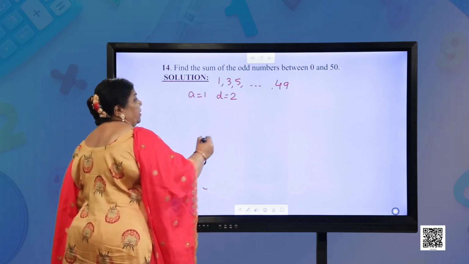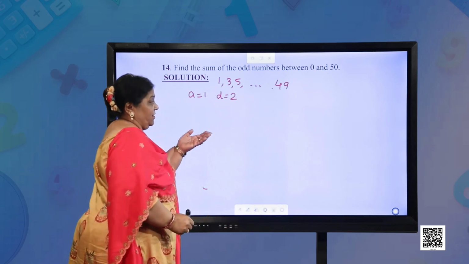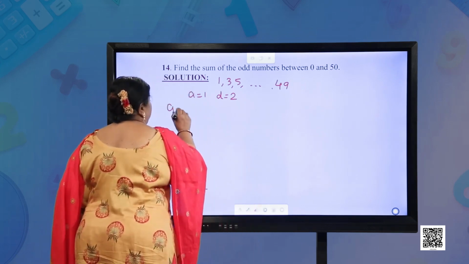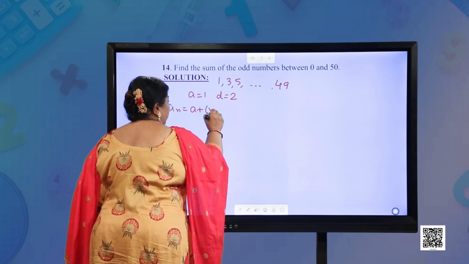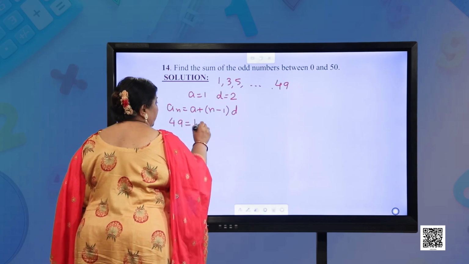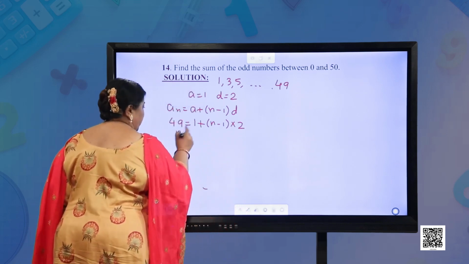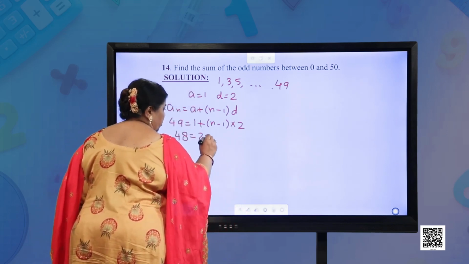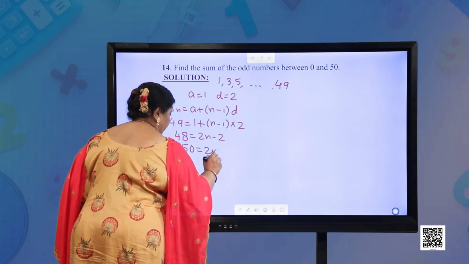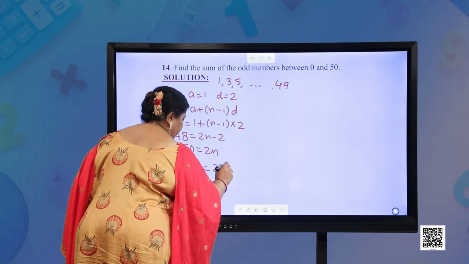I need to find the sum of, now to find out n, if we use common sense, it gives us 25, but let us just calculate using nth term. A n is equal to A plus n minus 1 into D. 49 is equal to 1 plus n minus 1 into D, which is 2. So, 49 minus 1 is 48 is equal to 2n minus 2. So, 48 plus 2 is 50 is equal to 2n. So, 50 upon 2 will give us the value of n, that is 25.